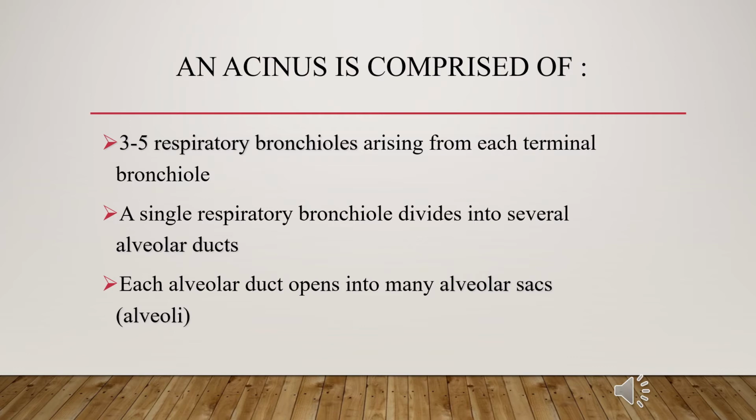A single respiratory bronchiole divides into several alveolar ducts. Each alveolar duct opens into many alveolar sacs, also called alveoli. These alveoli are the blind end passages of the respiratory system where the gaseous interexchange takes place.